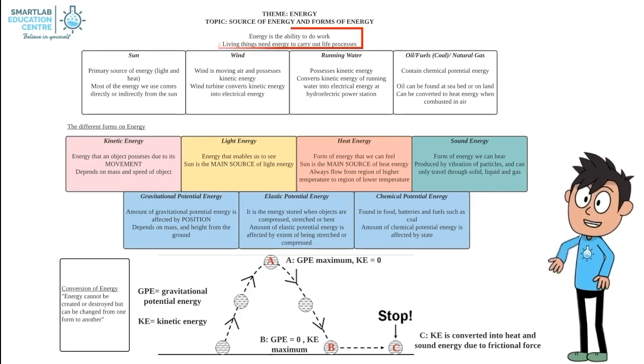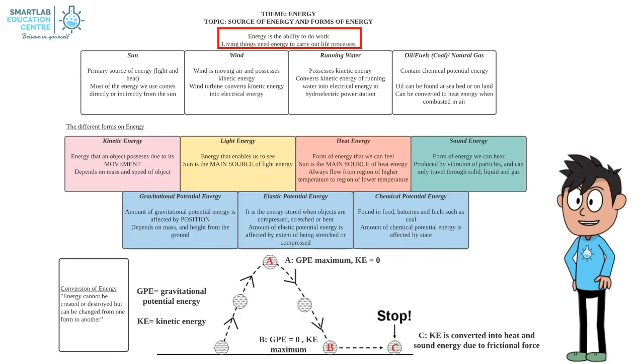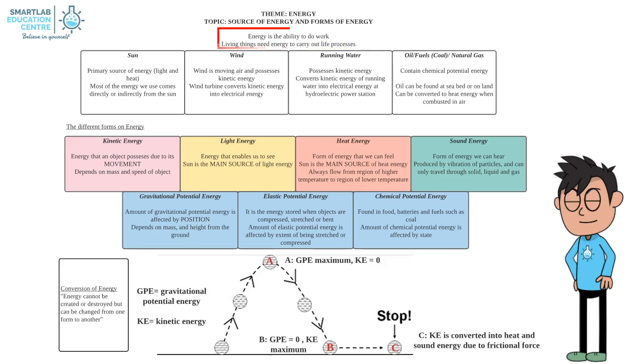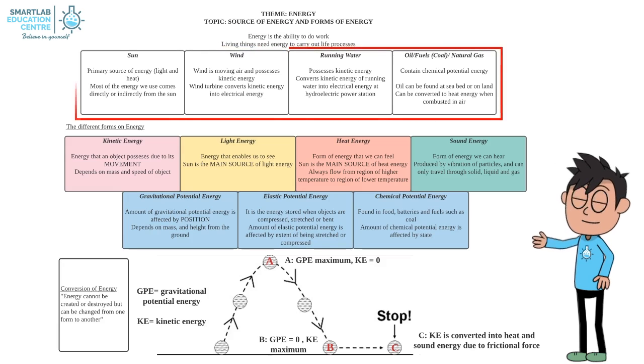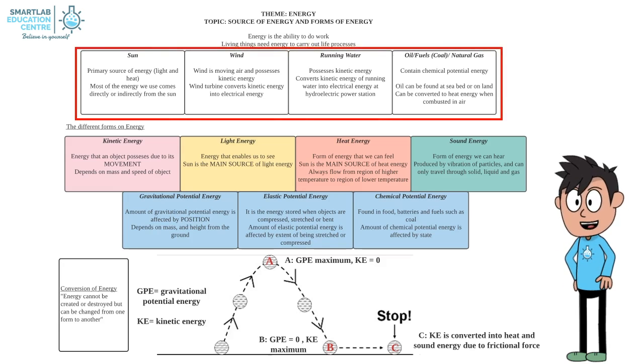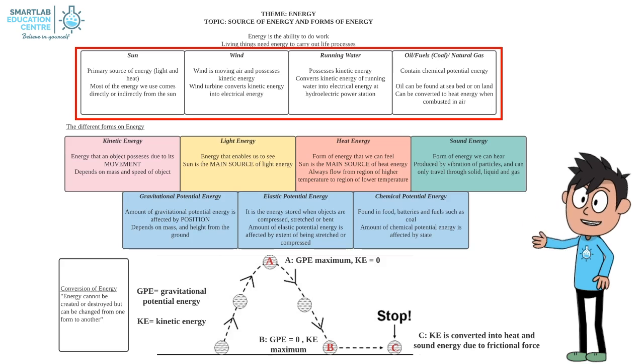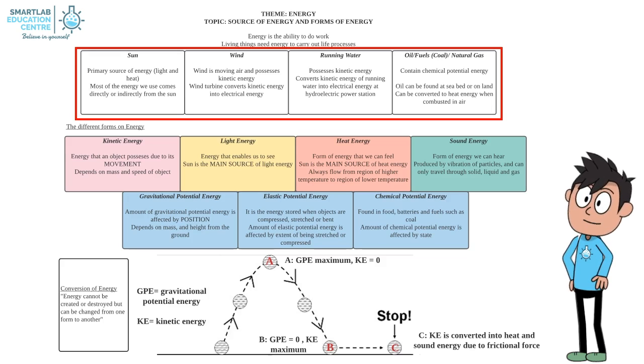Energy is the ability to do work. Living things need energy to carry out life processes. Sources of energy. First, we have the sun. It is the primary source of light and heat energy. Most of the energy we use comes directly or indirectly from the sun.